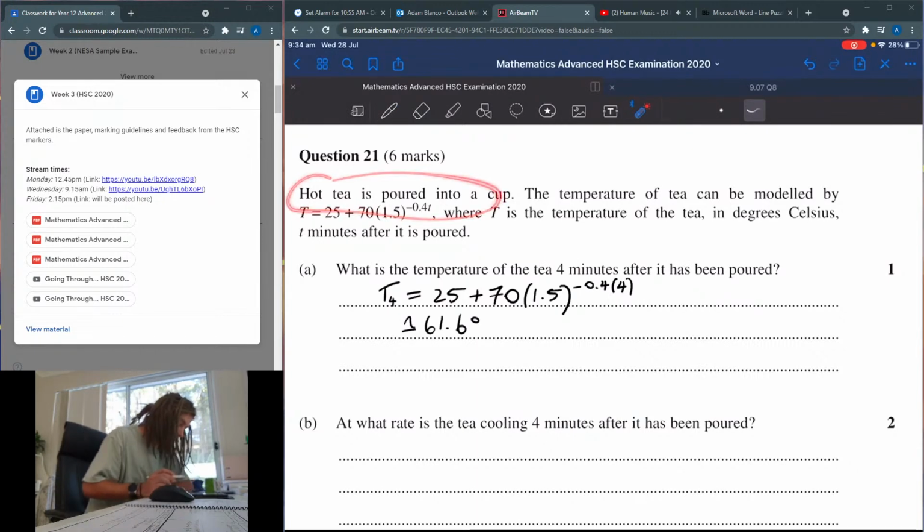It says hot tea. It didn't actually tell us what it started with, so I'm curious what happens when you put a 0 into there. If you put a 0 into there, this would all be 1. Okay, so it started at 95 degrees, so it's not even boiling.